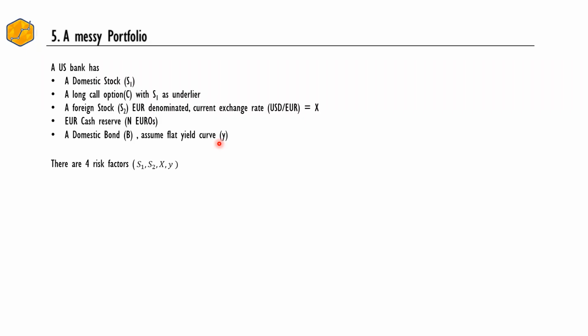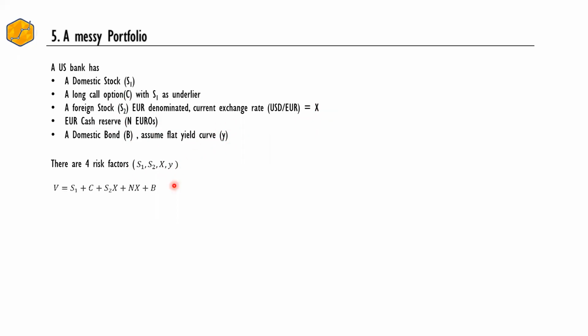All right, there are 4 risk factors. S1, it is the same S1. Please remember, within the call option, there are additional parameters like volatility and all. We are not taking that in this example, but those are there. S1, this also has the same S1. This has S2 and X. Then we have the Euro cash reserve. So this is still in Euro, right? So it's not an additional risk factor. We can pretty much work with X. And then we have Y. So there are 4 risk factors.